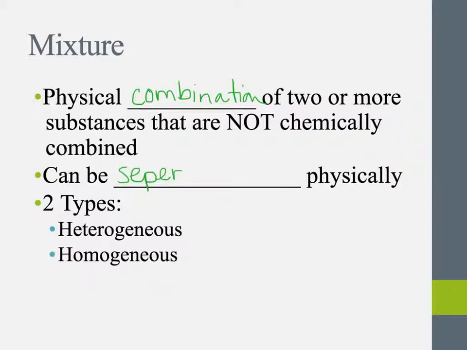I could filter them. I could pick out the 3 different things, separate them by hand. I can go through a physical process to separate the parts of the mixture. Now there are 2 types of mixtures. We have heterogeneous and homogeneous. We're going to get into those in just a minute.